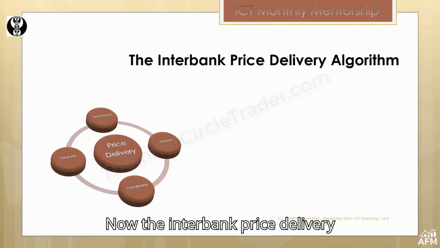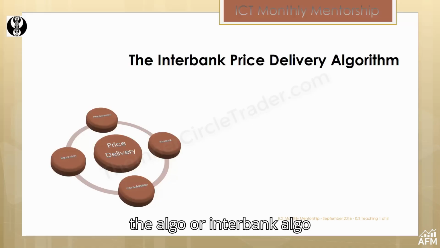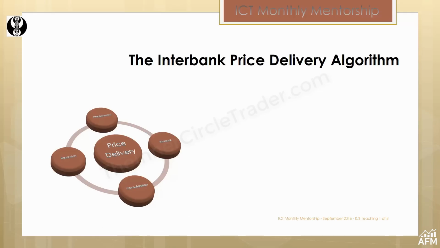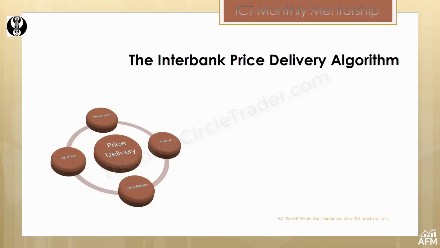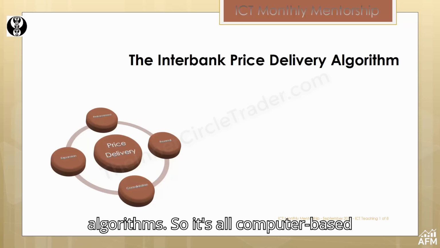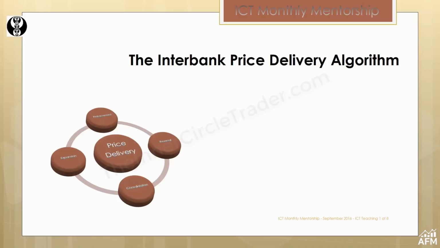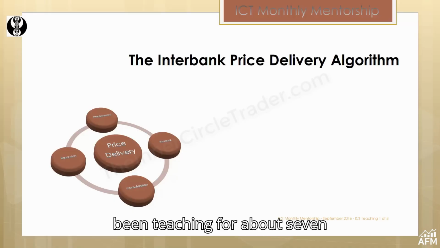Now, the interbank price delivery algorithm, or what I always refer to as the algo or interbank algo, is basically the actual artificial intelligence. It's a price engine that when we receive our price for our currencies, it's actually 90% done by electronic algorithms. So it's all computer based now. It used to be open outcry in the pits, but there's no longer an auction market. It's all AI, and it's based on the principles I've been teaching for about 7 years now.